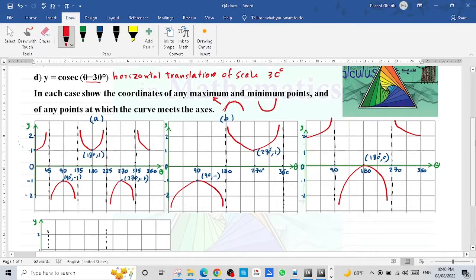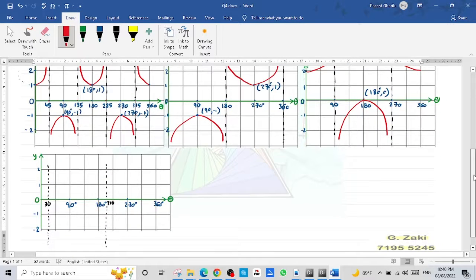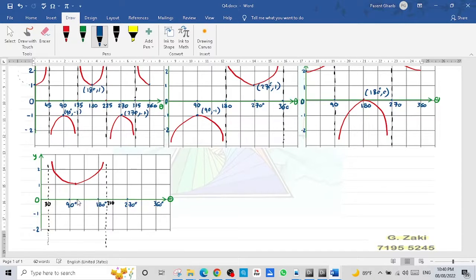Now, what about the asymptotes? When we equate theta minus 30 to 0, theta equals 30. So the asymptote is at 30, and when we add 180 to 30, it becomes 210. Then the curve has its vertex at 120. So at 120 and 1, this is the minimum point here. So this point is the minimum point, which is 120 and 1.